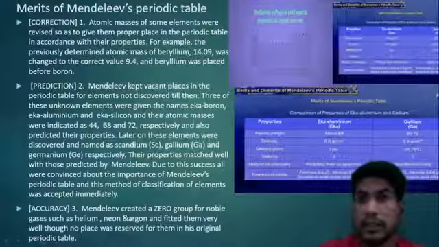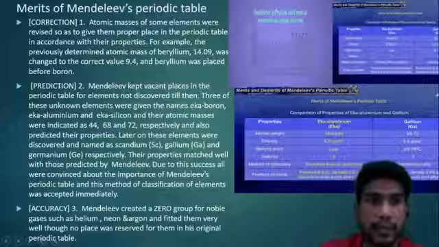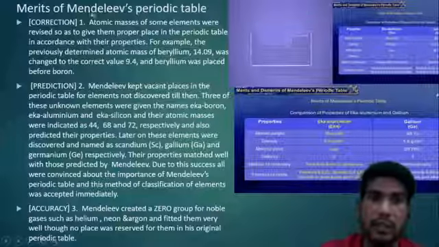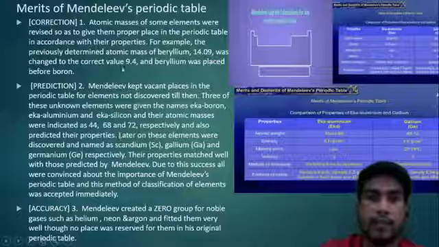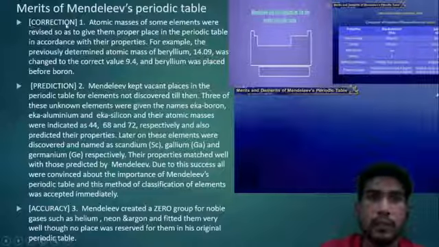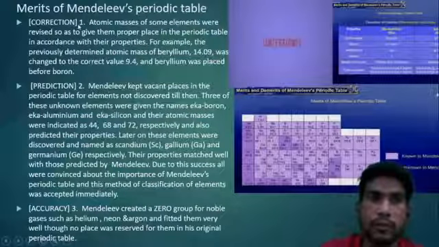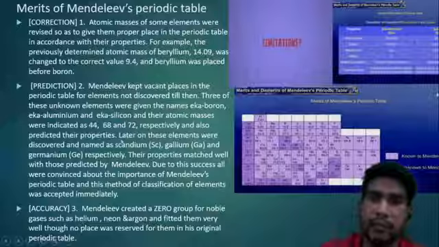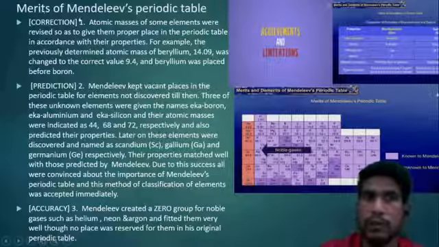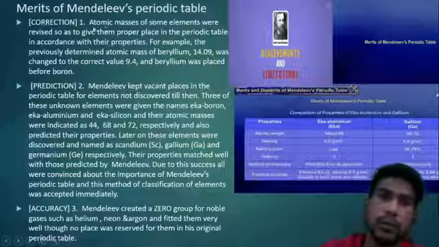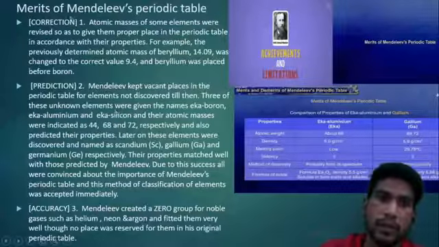Okay, these three: correction, prediction, and accuracy, are all merits of Mendeleev's periodic table. It is expected that while writing, we have to write in points, and all these points, first, second, and third, it is mandatory for you to write in the SSC board exam when it is asked about the merits of Mendeleev's periodic table. So you should mention all these three points properly there.